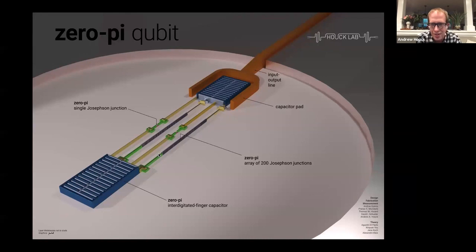Here's a fancy drawing that Jens Koch, my theory collaborator, made. It consists of two capacitors at these opposite ends. These are these blue and gray things. It's very important that you have no or minimal stray capacitance between the blue and gray at opposite ends of this device. Then we have the two Josephson junctions shown here in this green area, and the inductors are created with these 200 Josephson junction arrays, which effectively form a superinductor.